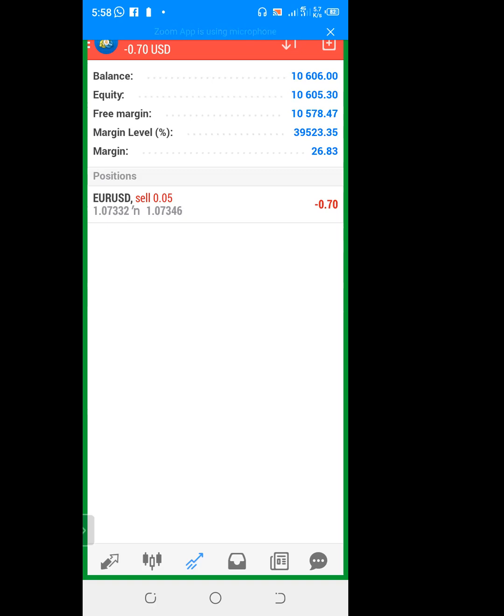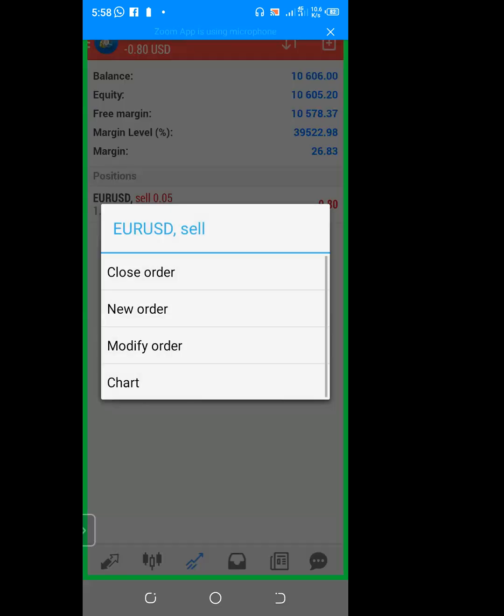John, press your trade down. Good. Have you seen the way you press down, Mr. Kingsley? You should have this pop-up that says close order, new order, modify order. Remember, to modify a trade means you want to put stop loss or take profit. So you will now select modify order. Click on modify order, please.